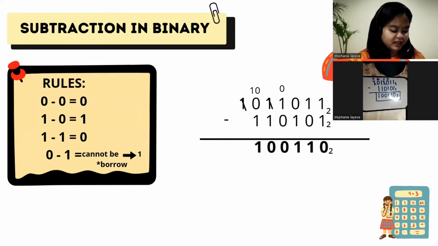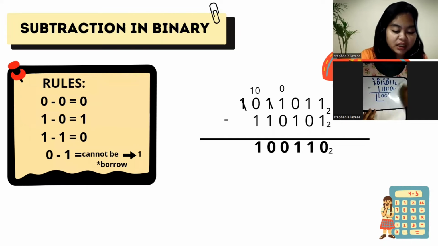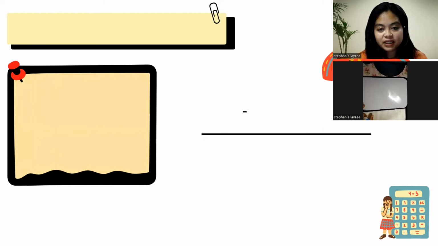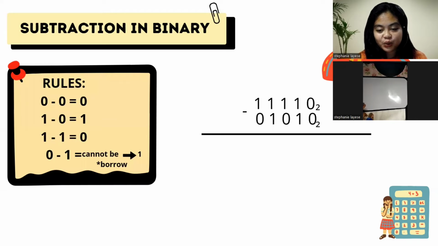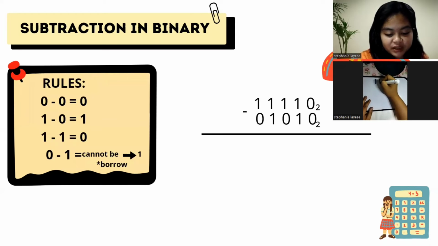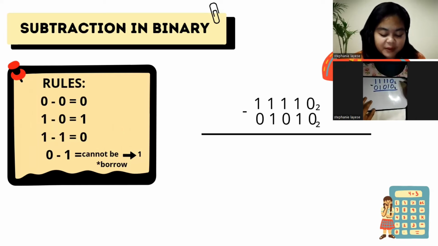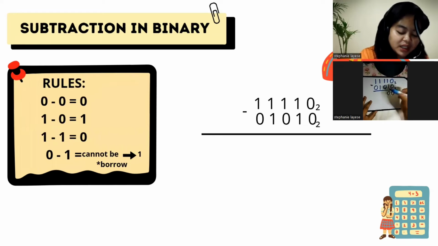It's okay if you are still confused or still want to learn more because we still have one more example. Just bear with me. So we have this 111110 subscript of 2, and then 01010 subscript of 2. Put here the subtraction. And let's solve it. 0 minus 0 equals 0. 1 minus 1 equals 0. 1 minus 0, we bring down 1. 1 minus 1 equals 0. And 1 minus 0 equals 1. And then we copy the subscript and we got this answer.